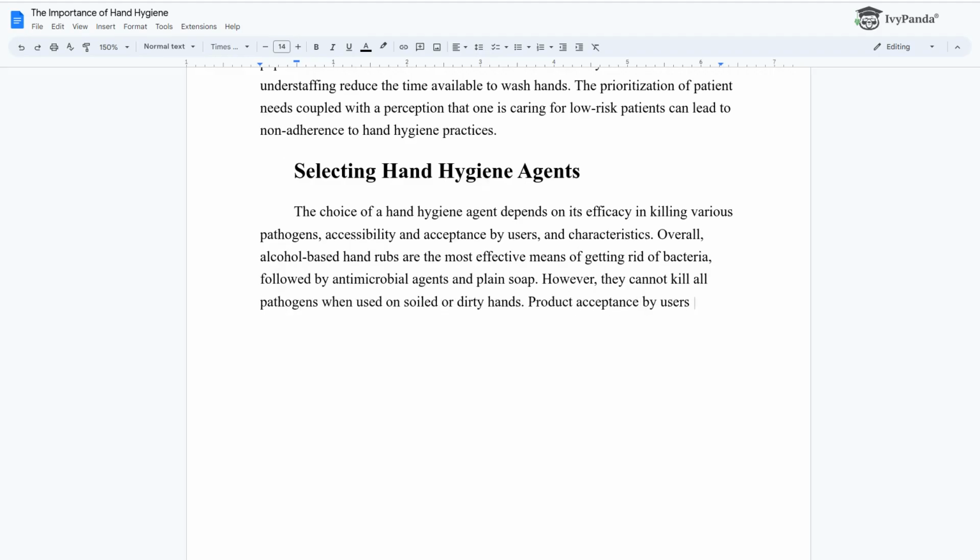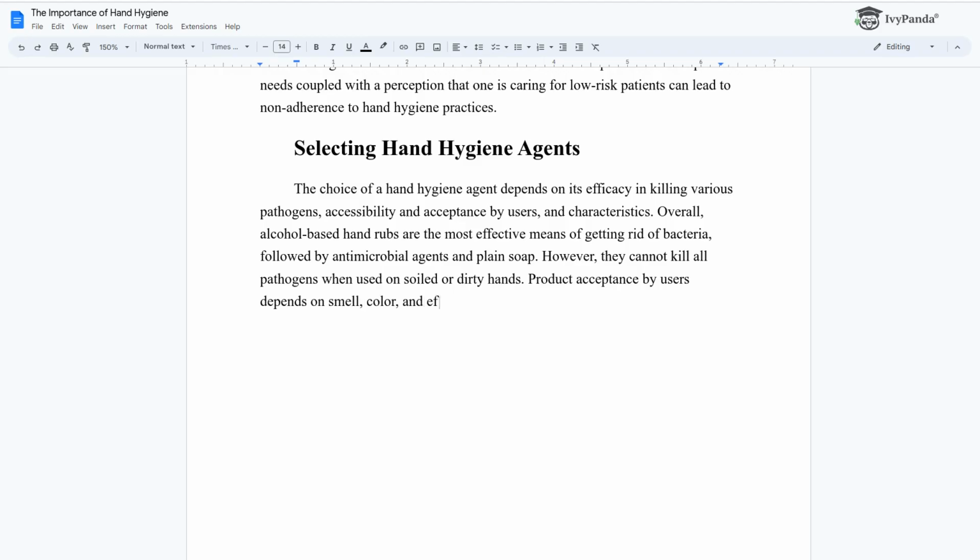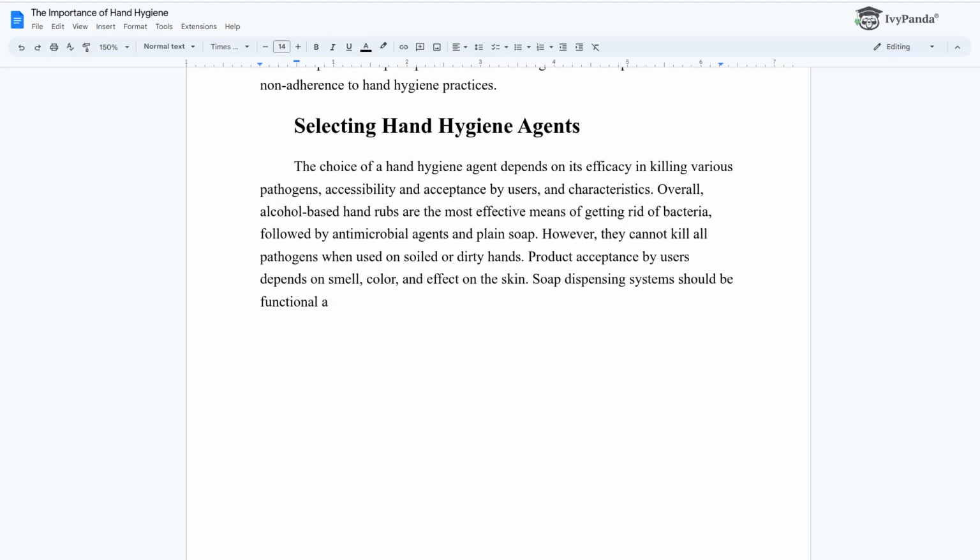Product acceptance by users depends on smell, color, and effect on the skin. Soap dispensing systems should be functional and filled to avoid the risk of contamination.